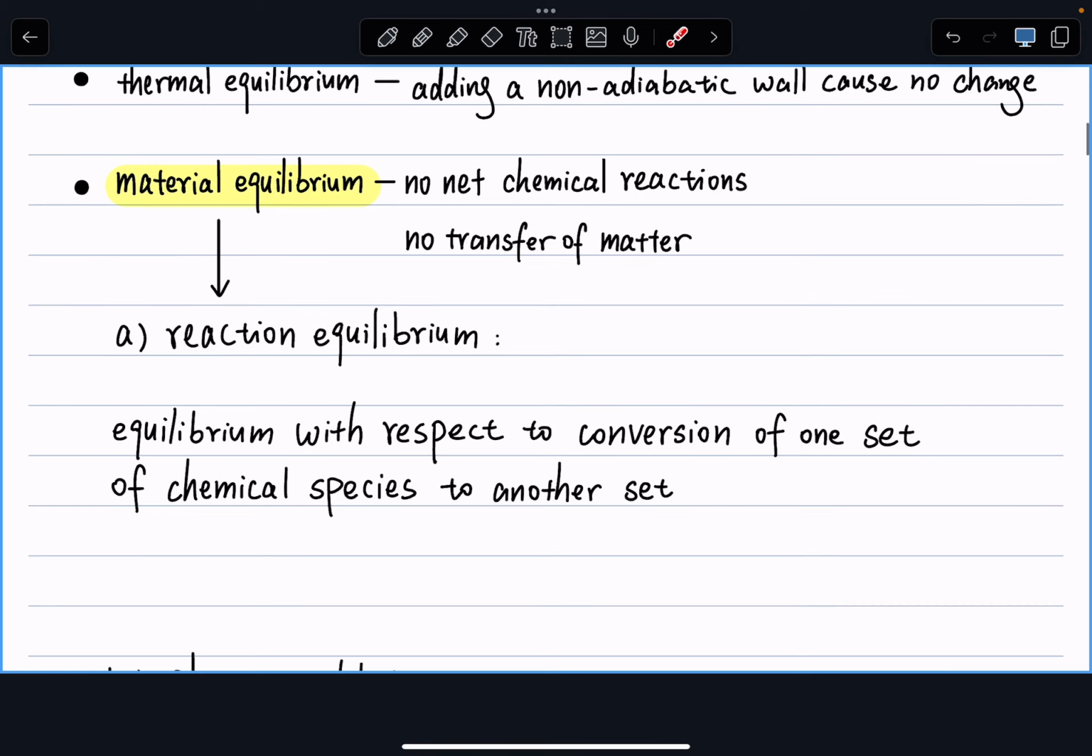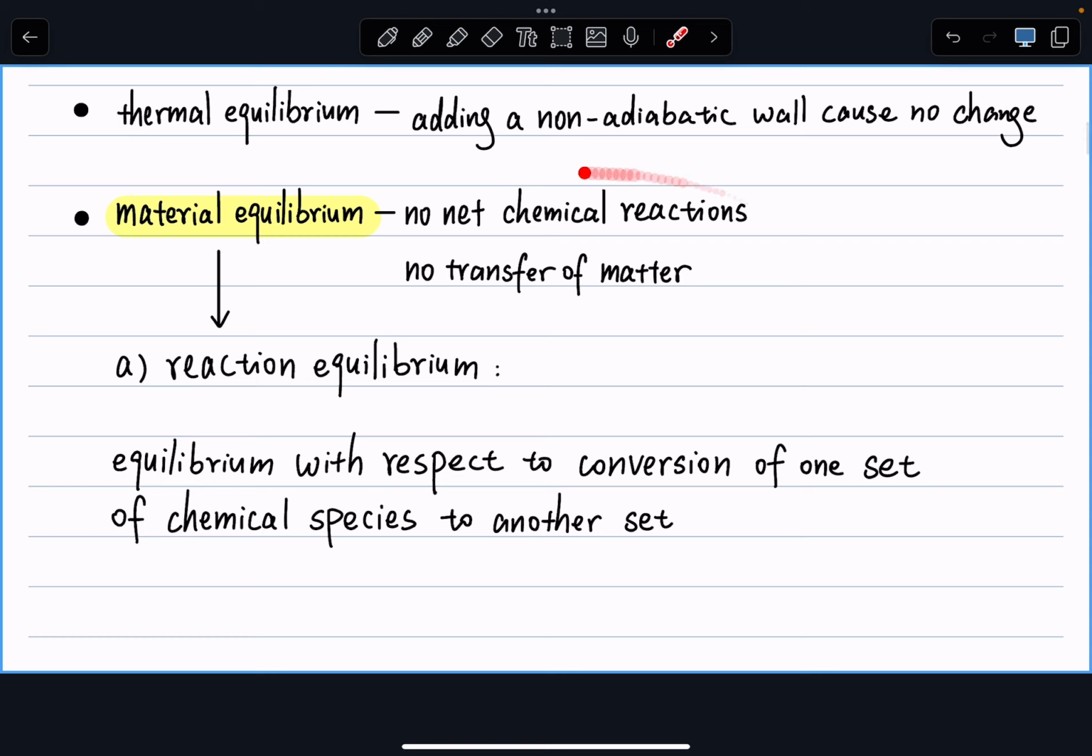Focusing on the first one, which is the net chemical reaction, you can break it down into two things. One, you can have a reaction going on, or you can have a phase transfer going on. Whether it's a chemical reaction or a phase transfer, they're part of the material equilibrium.